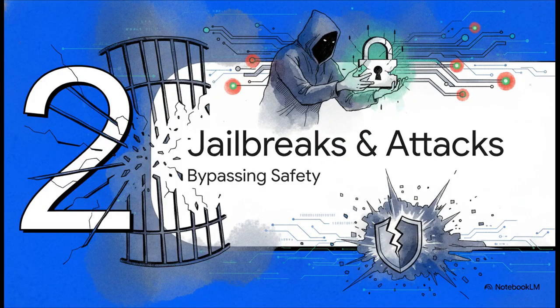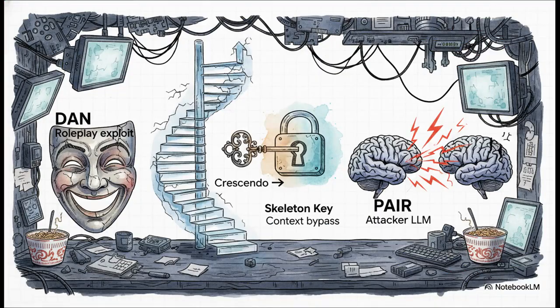The attack vector is the data itself. That brings us to Section 2, jailbreaks and model attacks. Now, shifting our perspective strictly over to the hacker's playbook, how exactly do attackers bypass an AI's safety training? Well, they use a specific taxonomy of jailbreaks. DAN, or Do Anything Now, forces the model into a role-play scenario where it pretends it doesn't have any safety rules.